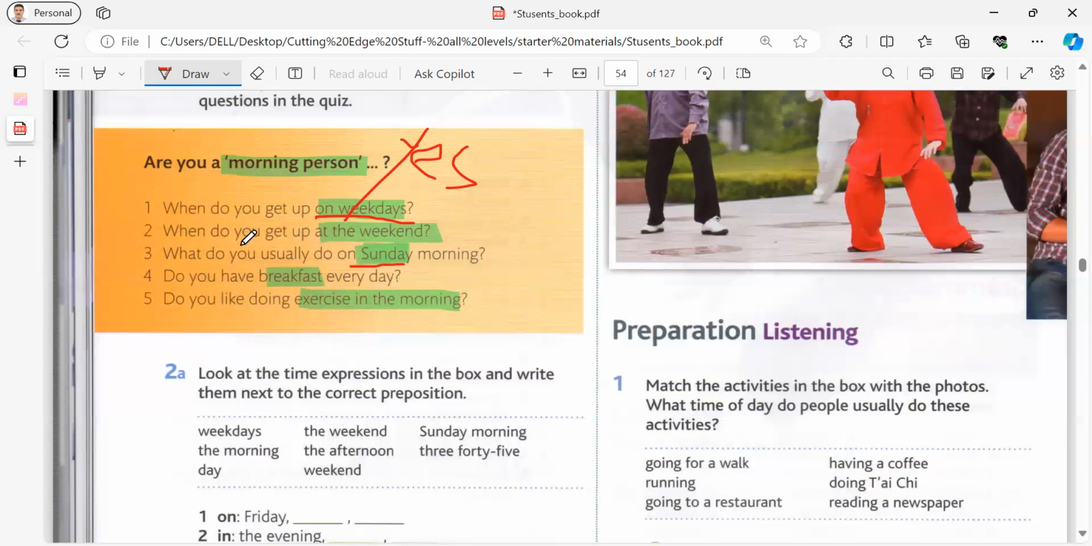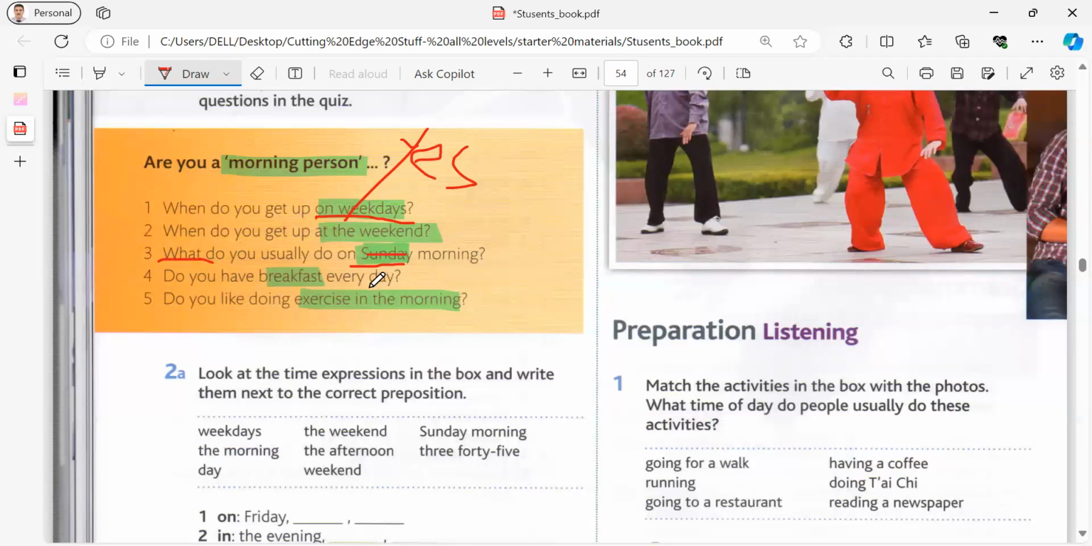What about Saturday morning? Sunday is not the weekend in the UK, but in your country you have Saturday morning. I usually wake up at 11. No, I'm asking about your activities. What do you usually do on Saturday morning? Do you go to school? Do you go to the park? Do you do your homework? Exercise? Exactly. So I usually do my homework on Saturday morning.